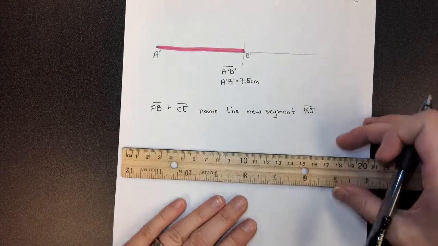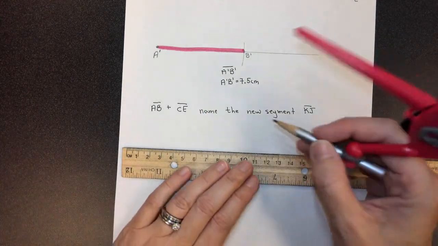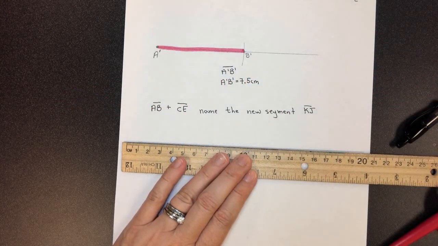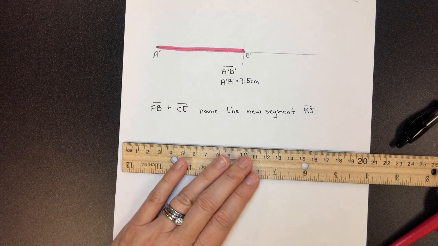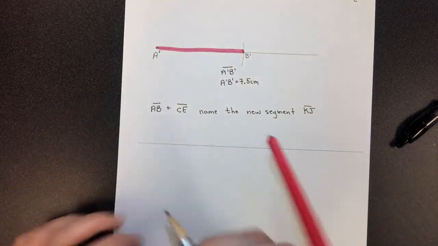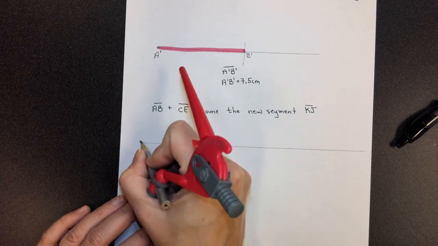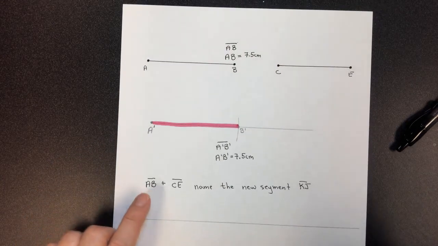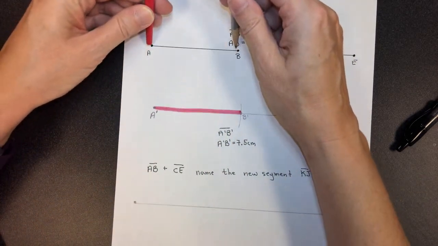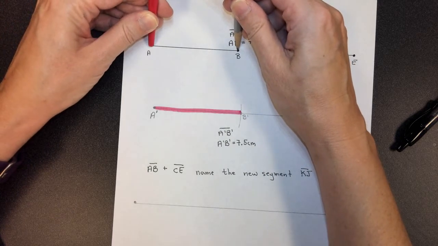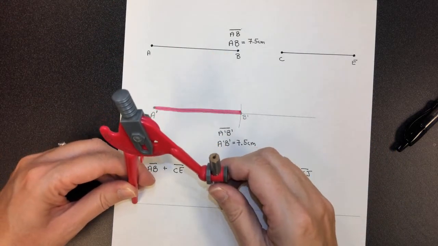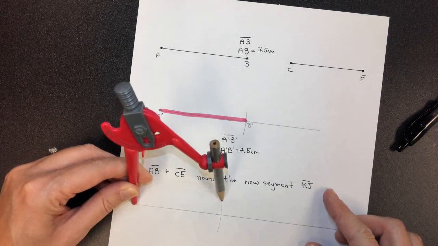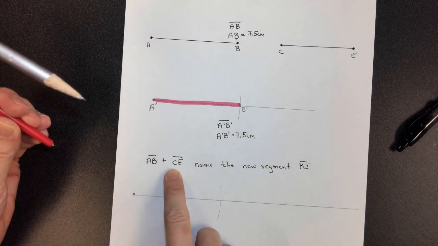Okay? So again, we're going to draw a random length line. Remember, do not measure it. We're going to put a starting point, and we're going to take segment AB. So come to the top of your paper, measure AB, put it on your starting point, swing your arc. We're going to add to it CE.